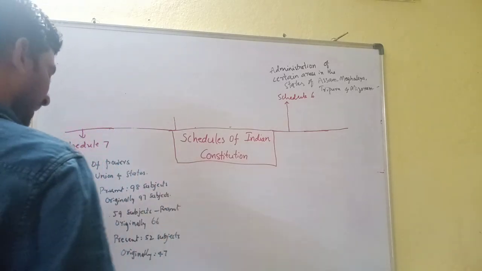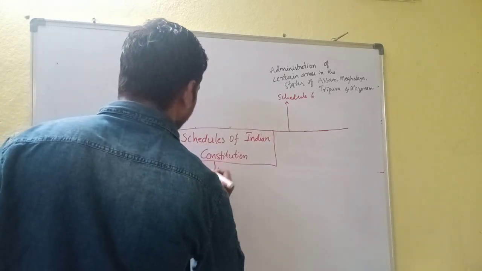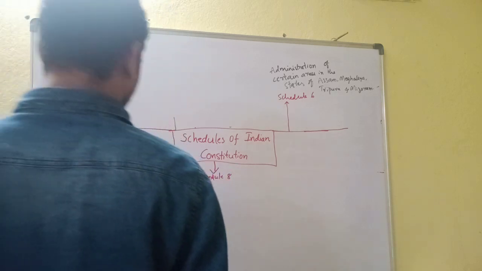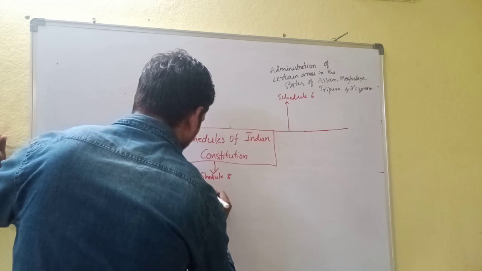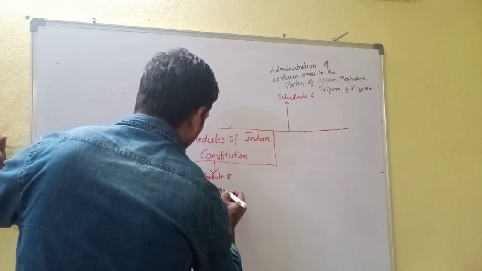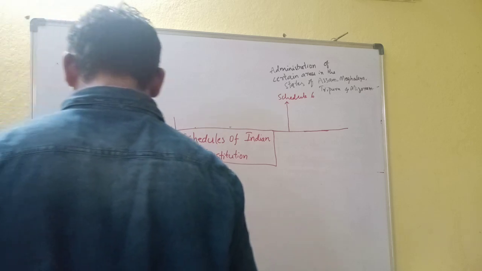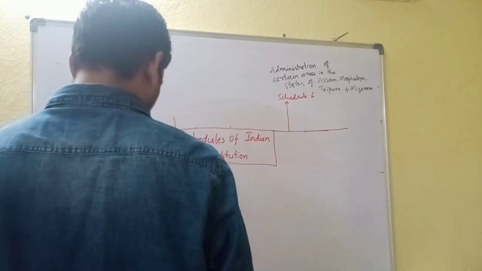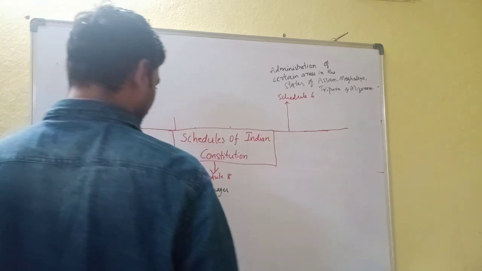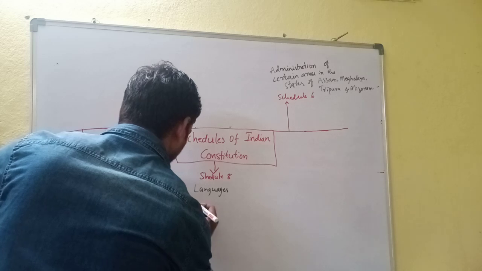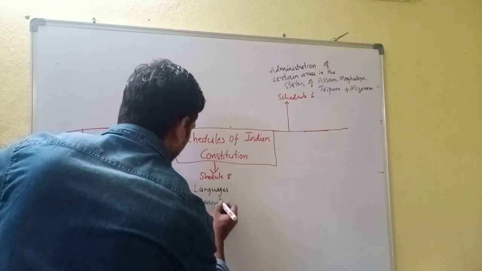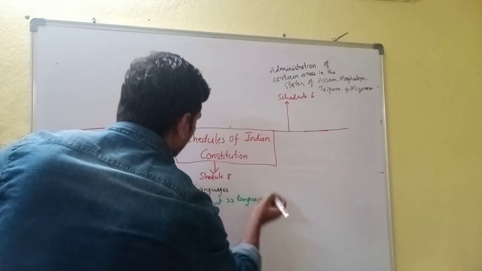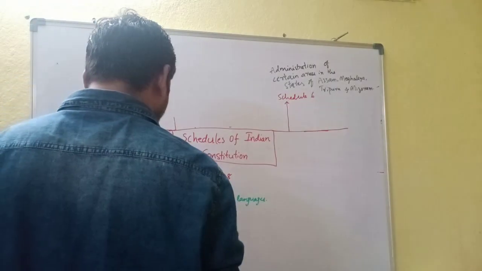Coming to Schedule 8, it tells about languages. So what are the languages? Presently there are 22 languages recognized. Okay, so let's see the chronology of these languages.